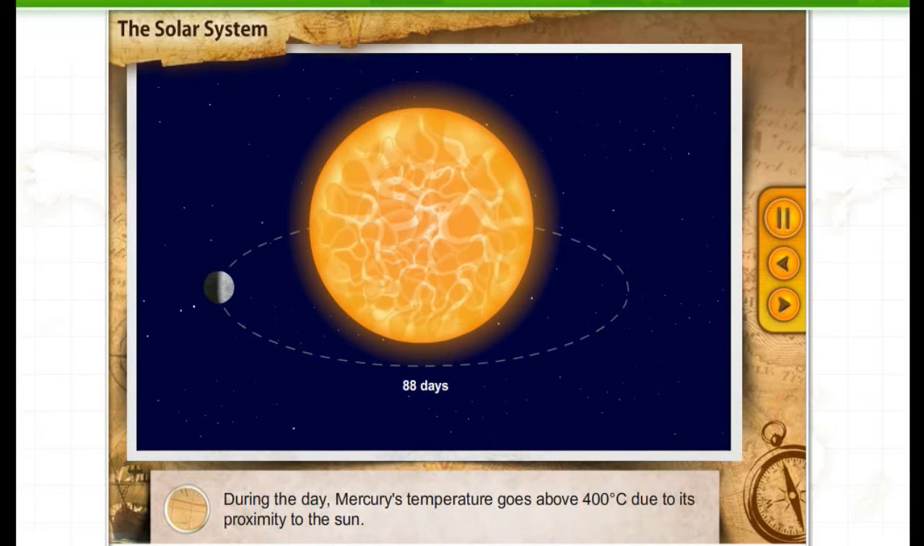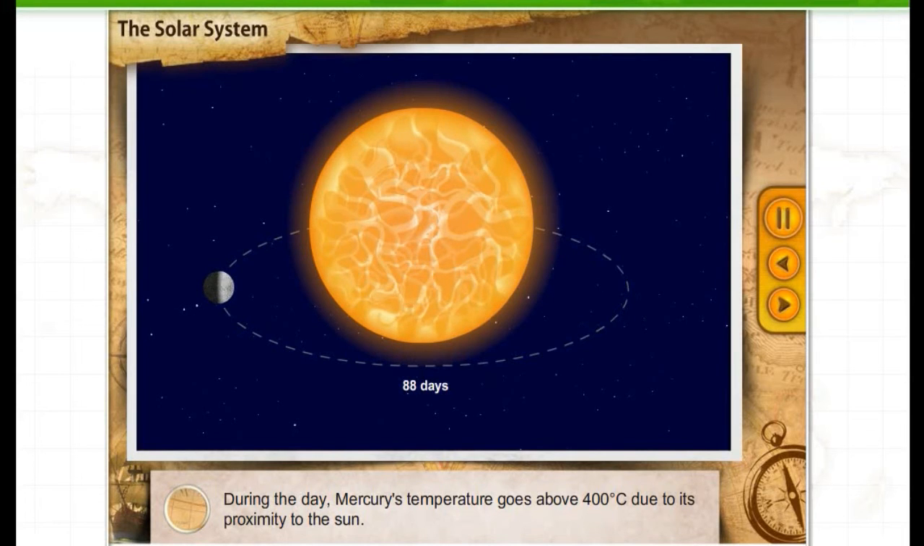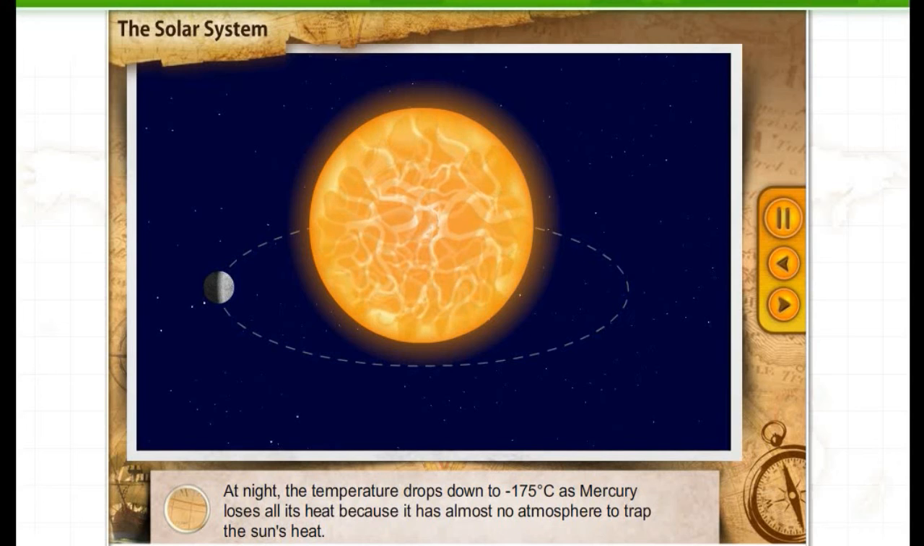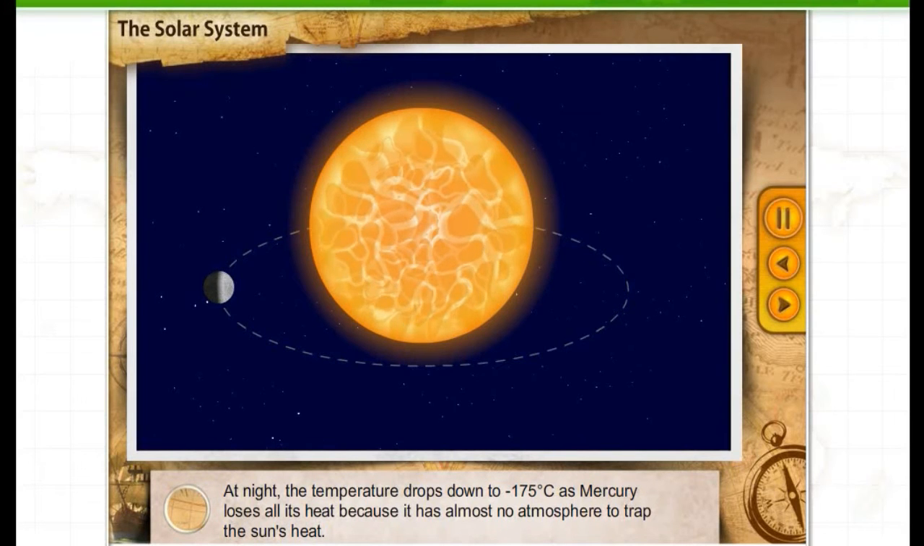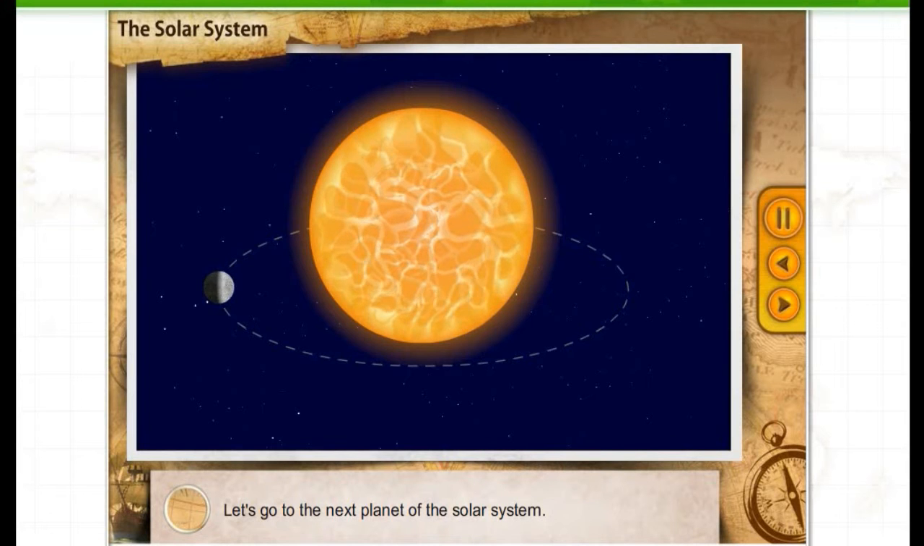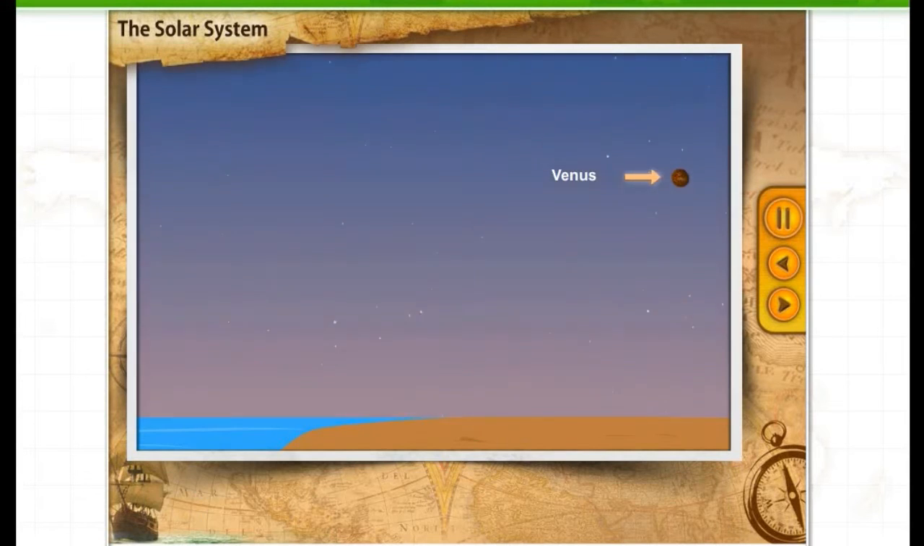During the day, Mercury's temperature goes above 400 degrees Celsius due to its proximity to the Sun. At night, the temperature drops down to -175 degrees Celsius as Mercury loses all its heat, because it has almost no atmosphere to trap the Sun's heat. Let's go to the next planet of the solar system.